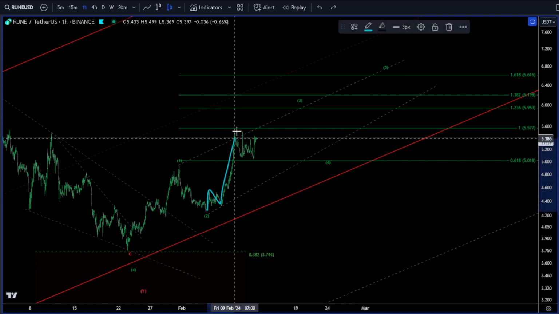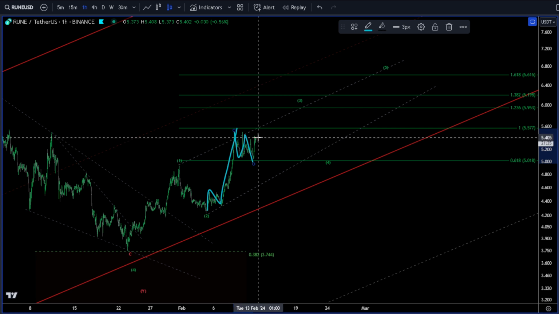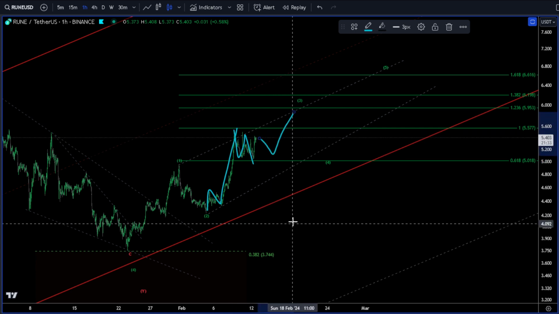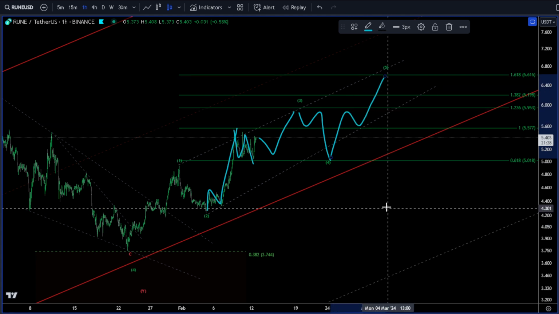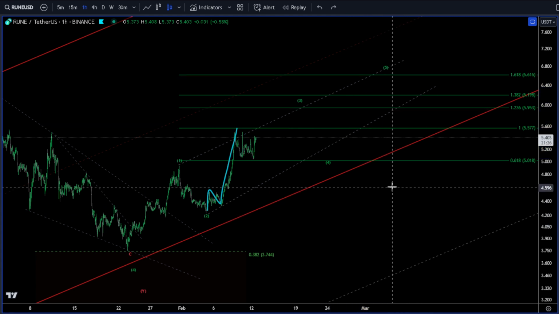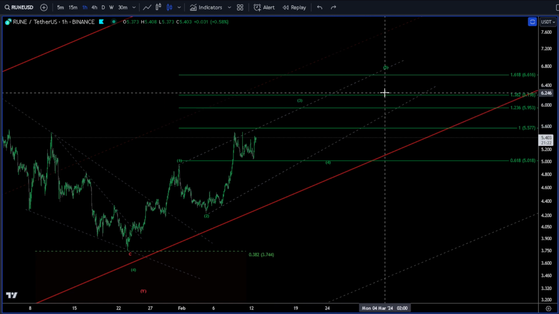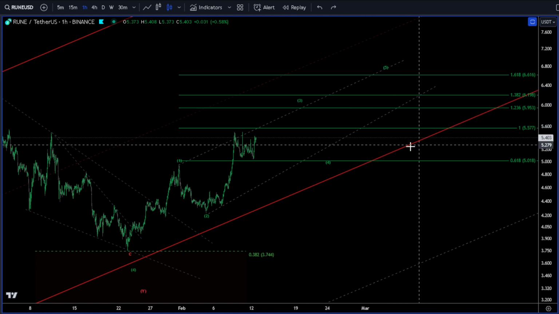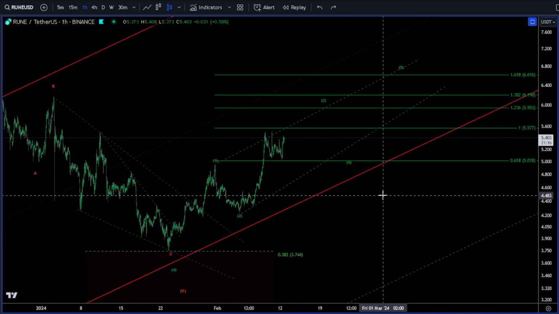Looks like we have an ABC here coming back. The question is whether it's done or not, or do we just get another ABC and move up? But looking for something very complex up to this area. But the important thing to remember is just our extensions, which is the 1.236, 1.382, and the 1.618. Doesn't look impulsive here, so I don't expect it to take off on us.